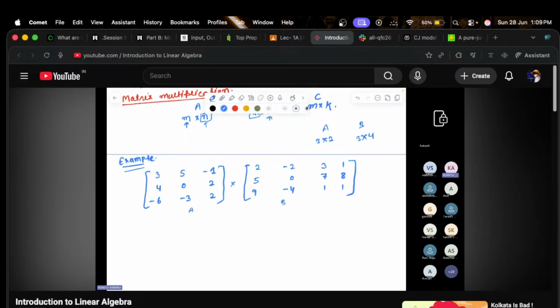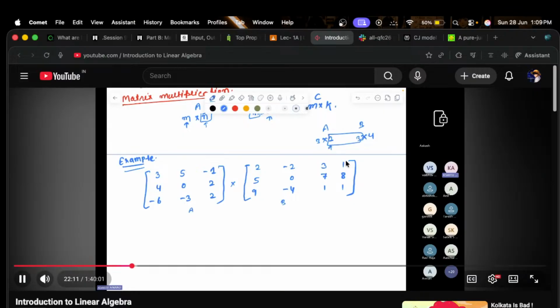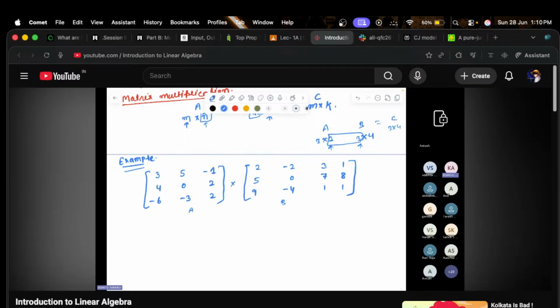So can we multiply these two matrices? Yes, right? Because if you see, the number of columns in matrix A is equal to the number of rows in matrix B, right? And so we can multiply these two matrices comfortably. And the resulting matrix will have the order 3 into 4, right? So without wasting much time, let us see how do we multiply these two matrices, right?